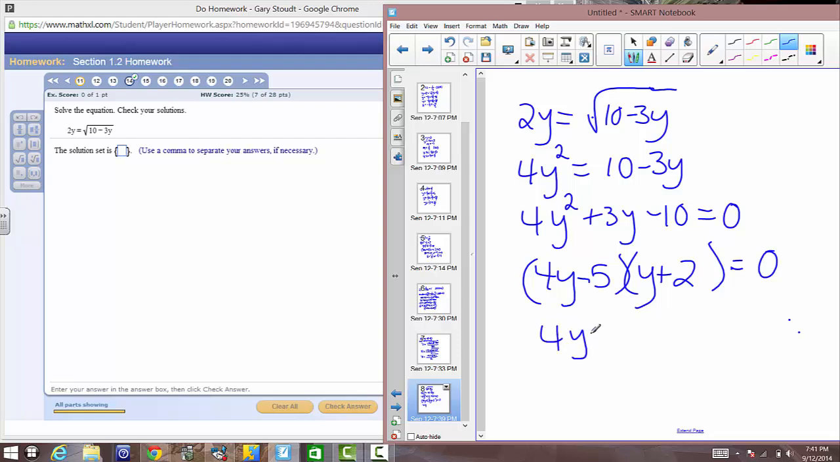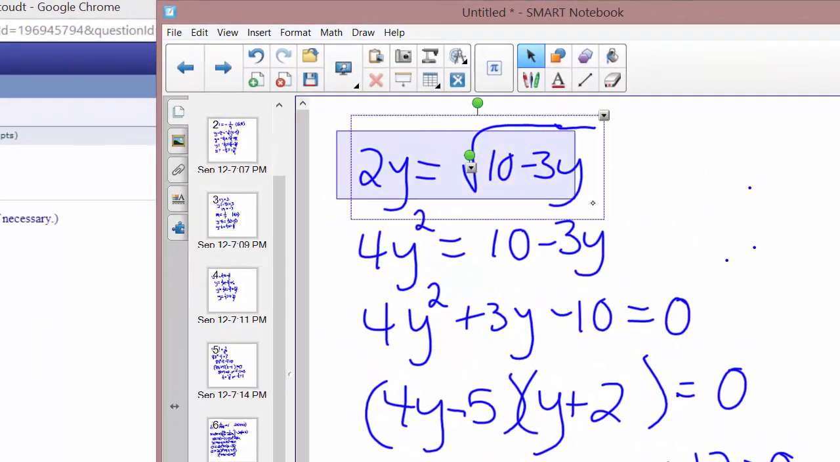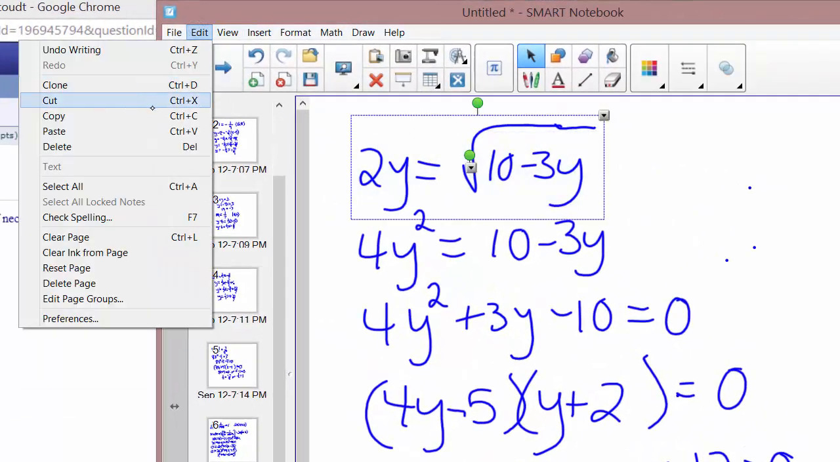So this means 4y minus 5 is equal to 0, or y plus 2 is equal to 0, which of course means y is 5/4, or y is negative 2. Now, whenever you square both sides of an equation and you have a square root involved in your function, you might introduce what you might remember from algebra as extraneous roots. So let's check our solutions here, and let's get a fresh page. So there's our original equation.